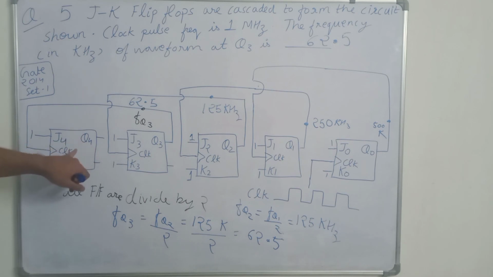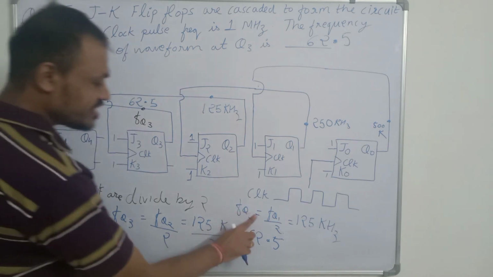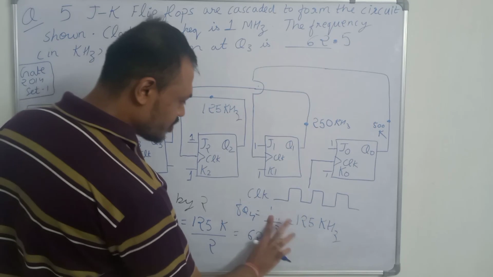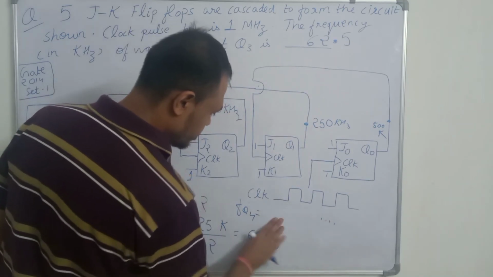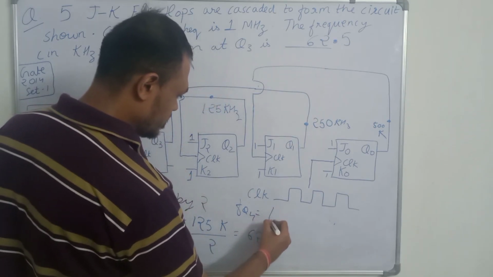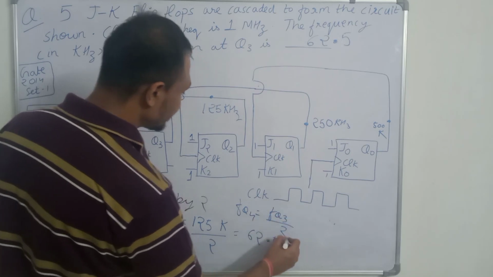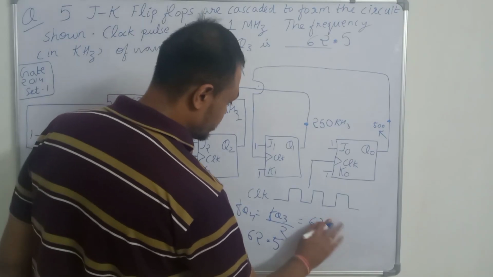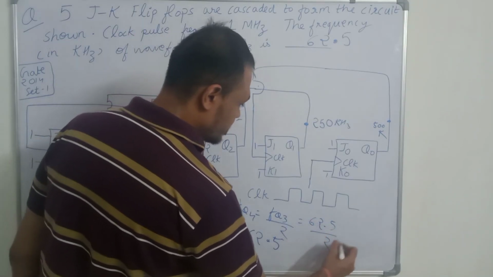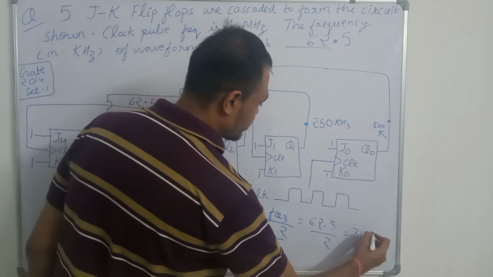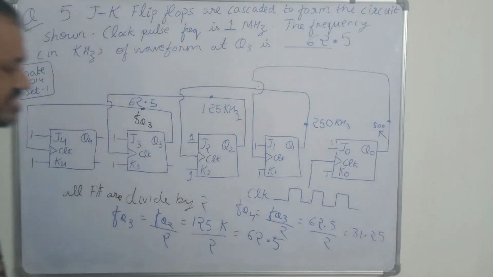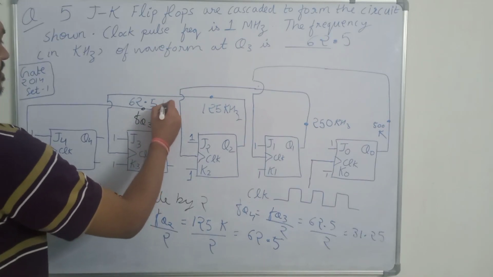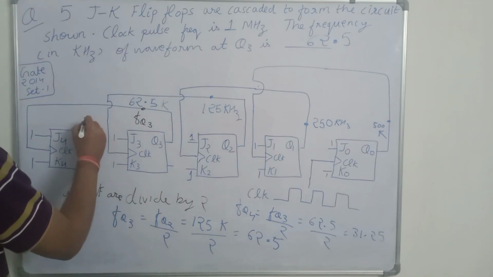If we had to find the frequency of Q4, then the frequency of Q4 will be equal to the frequency of Q3 upon 2. If the question was asking the frequency of Q4, it will be equal to 62.5 upon 2, which is 31.25 kilohertz.